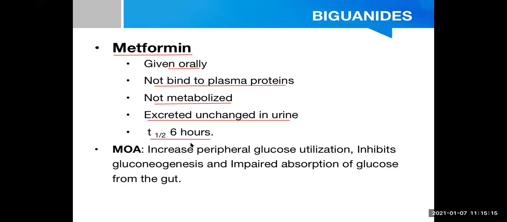How it acts is a really important point. Please pay attention. Metformin increases peripheral glucose utilization. It inhibits gluconeogenesis and impairs absorption of glucose from the gut. These are very, very important actions of metformin. Let me repeat again. It increases peripheral glucose utilization, which means the entry of glucose inside the cell is better. Second, it inhibits gluconeogenesis in the liver, so new glucose formation is also blocked. And third, it doesn't allow good absorption of glucose from the gut. That's what we want in a diabetic patient. All of them result in decreased blood sugar in a diabetic patient.